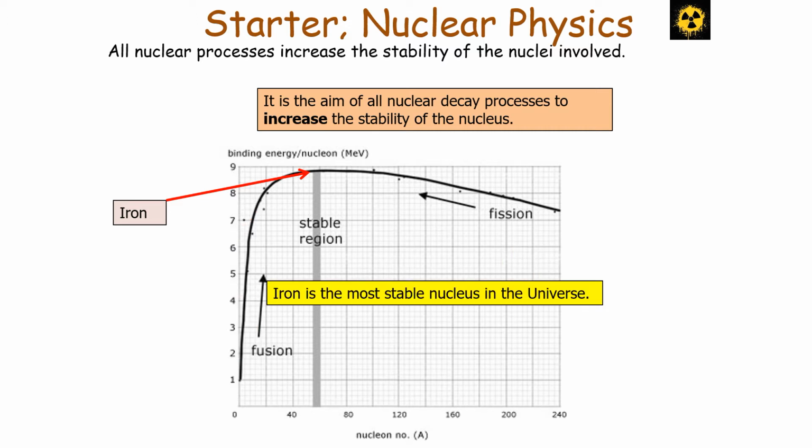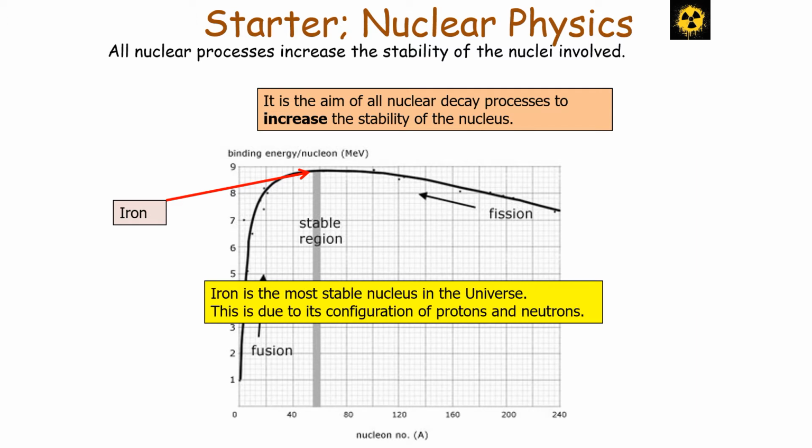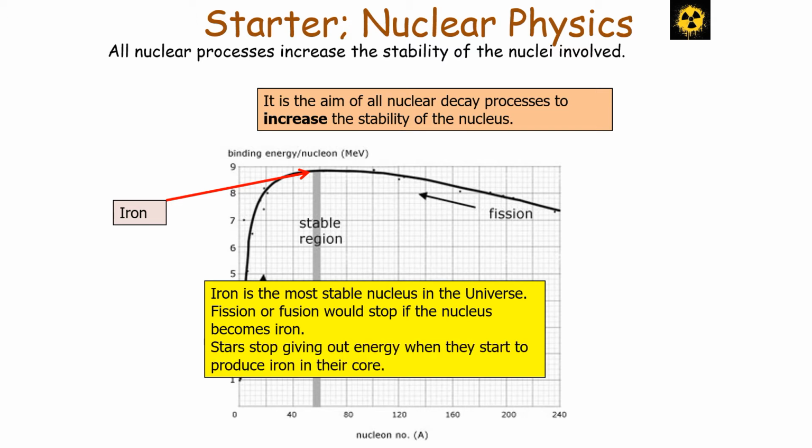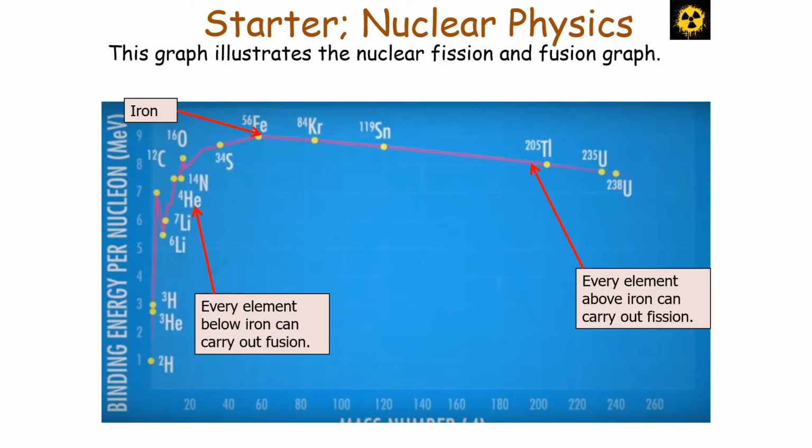Iron is the most stable nucleus in the universe, and this is due to its configuration of protons and neutrons. Iron will not carry out fission or fusion, so fission or fusion would stop if the nucleus becomes iron. Stars actually stop giving out energy via fusion when they start to produce iron in their core. So this graph here illustrates the nuclear fusion and nuclear fission ideas. Every element above iron can carry out fission, and every element below iron can carry out fusion.